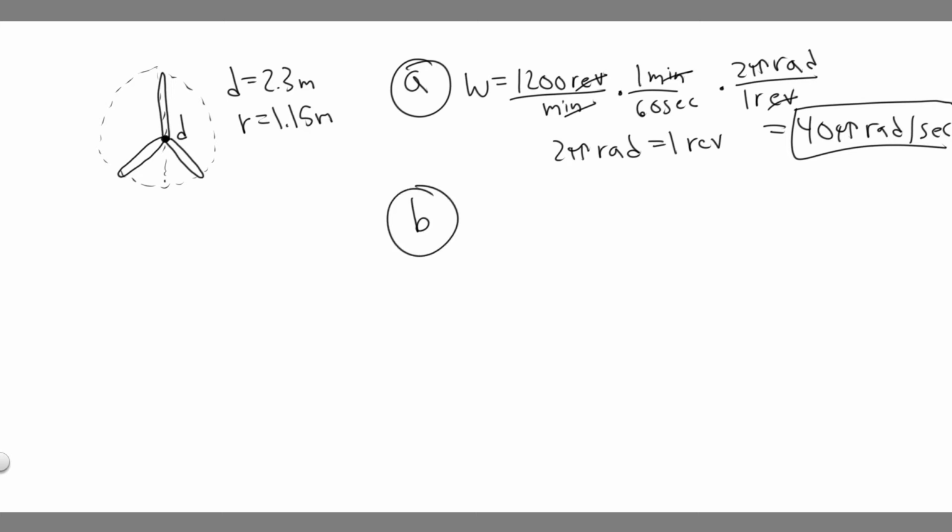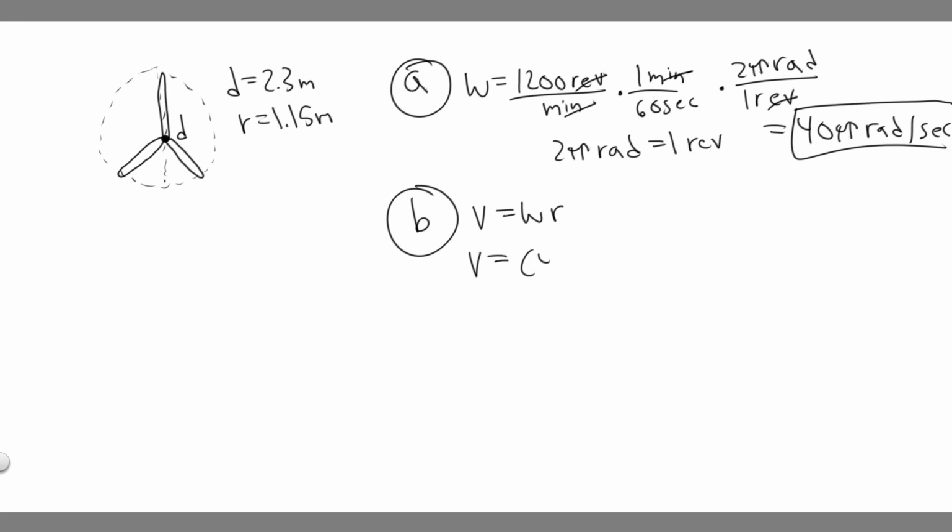Now let's move on to B. So B is what is the linear speed at this angular velocity? So we're going to be solving for velocity v, and the formula we're going to use to do this is v equals omega times r. So the velocity equals the angular velocity times the radius. So keep in mind we're doing it at this angular velocity of 40 pi radians per second, and we know the radius is 1.15. So all we have to do is just plug it in.